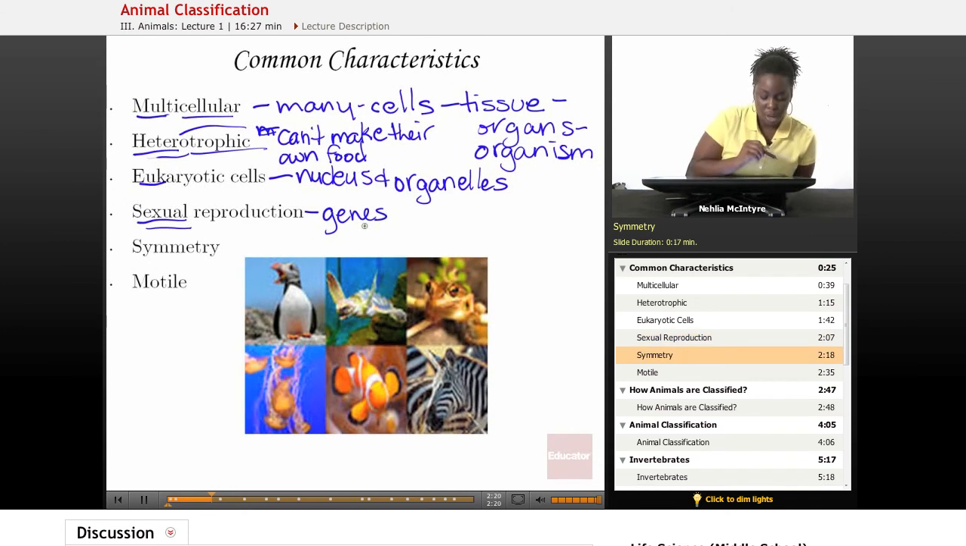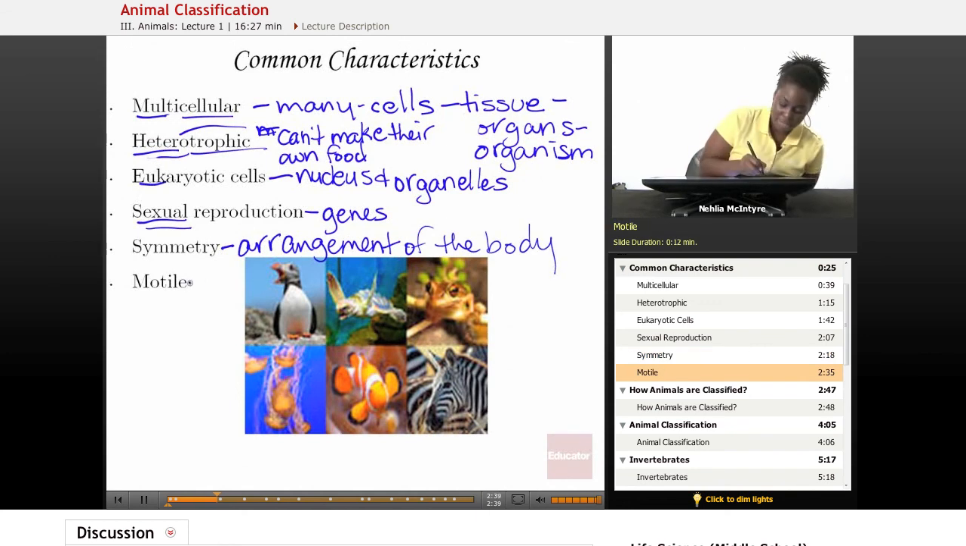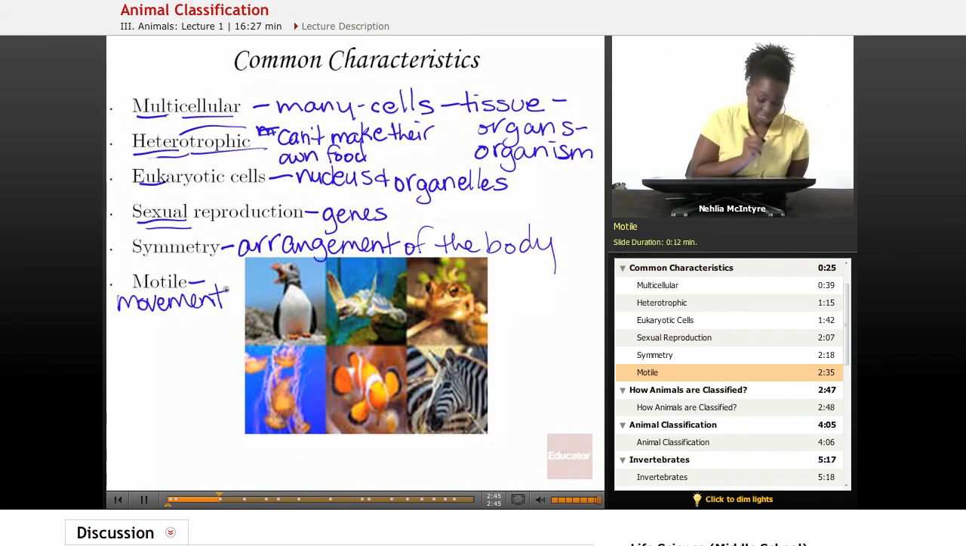And symmetry. All animals show some type of symmetry, and symmetry is just a word that describes the arrangement of the body, what it looks like, and we'll talk more about that later on in the lesson. And all animals are motile, which means that they all show some type of movement at some point in their lives.